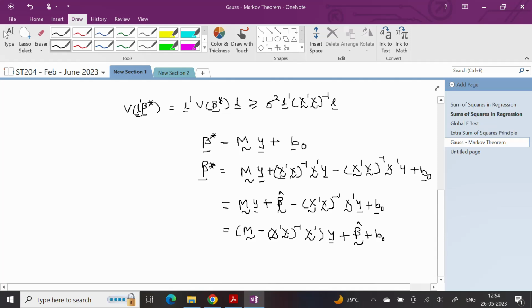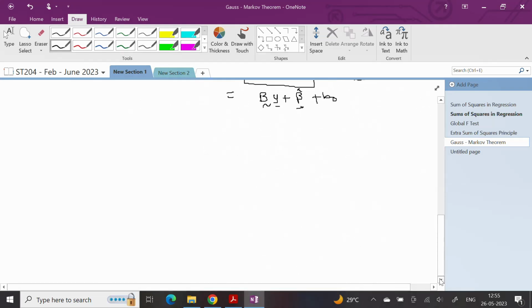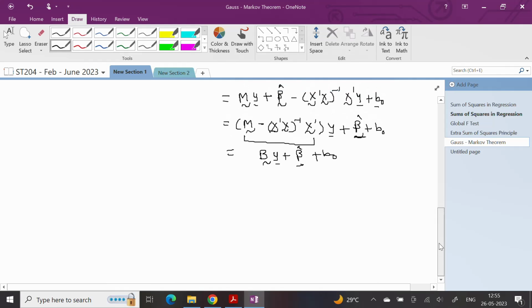Okay, so I could write this matrix as some B matrix. So I could write m minus x prime x whole inverse x prime, I'll give a new name to it. So that is b y plus beta hat. Okay, this is a vector, not a matrix. I'm sorry. Plus b naught. Okay, so what I've done, we have just added and subtracted.